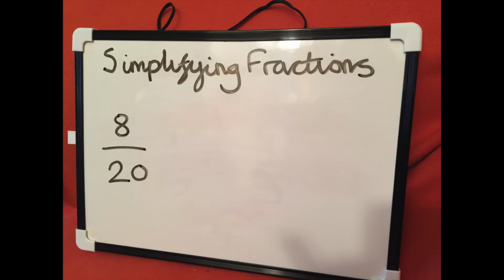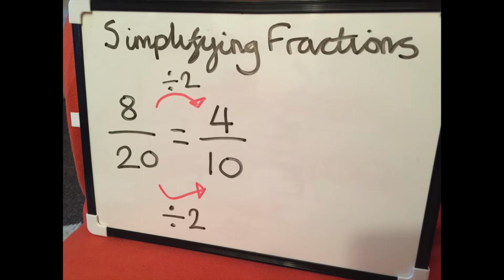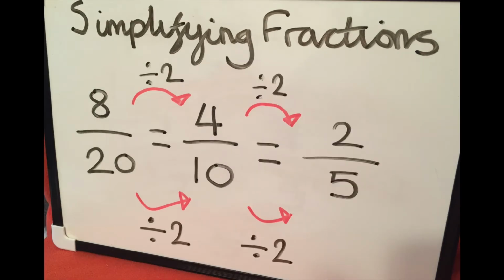We use this to simplify fractions, such as 8/20. Divide your numbers by the same number, so dividing by 2 for a nice simple step. 8/20 is 4/10. We need to make it smaller, so we divide it by 2 again. So 4/10 is the same as 2/5. We're doing the same to the bottom as we do to the top.